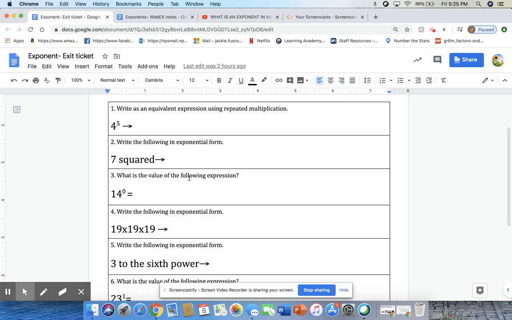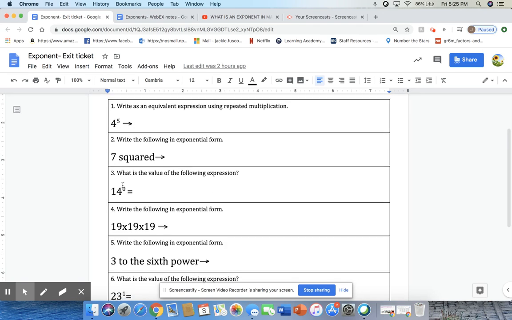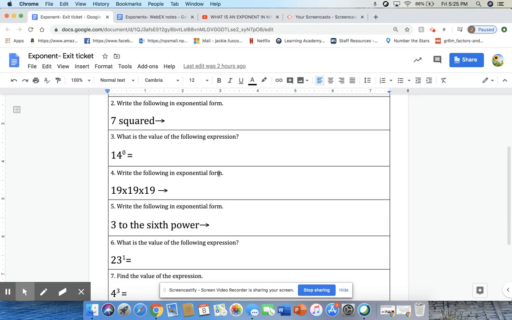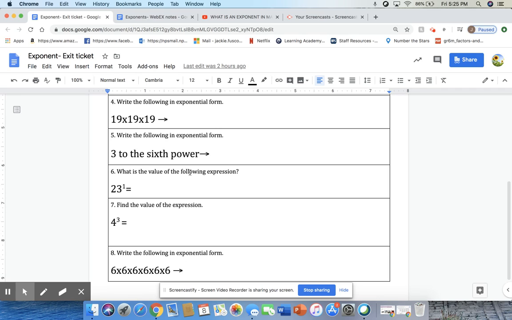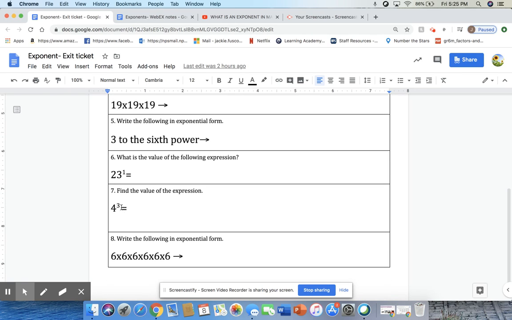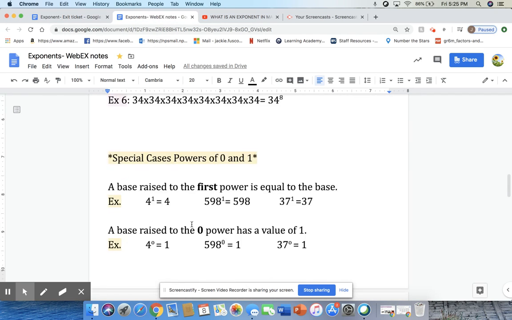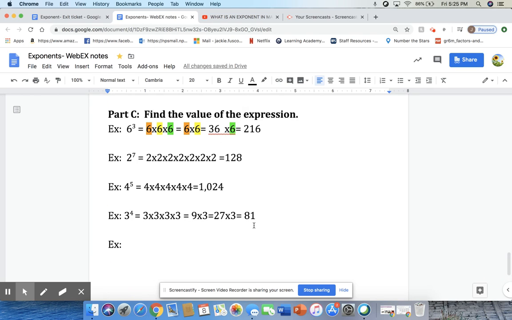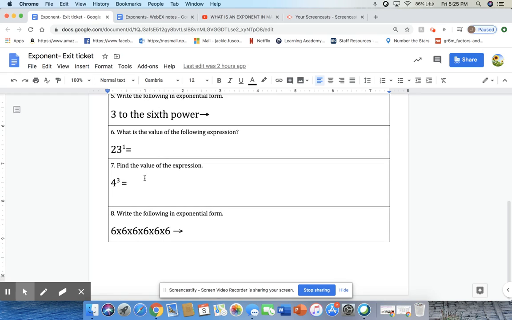What is the value of the following expression? Write the following in exponential form. So if it asks for exponential form, you should have a base and an exponent. What is the value of the following expression? 23 to the 1st power. Find the value. This means you actually need to multiply it out, similar to what we did on the very bottom here. It wants to find the value. You really need to solve it. And the last question again is write it in exponential form. So you should have a base and an exponent.